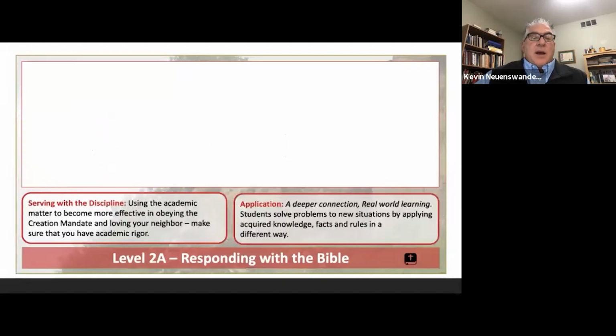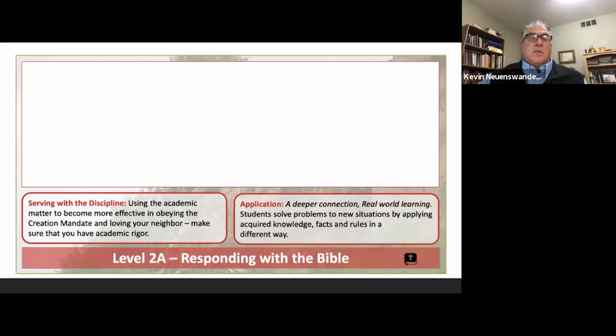So the next slide is responding with the Bible. Serving with the discipline, the rounded square on the left. It's using the academic matter to become more effective in obeying the creation mandate and loving your neighbor. Make sure that you have academic rigor. This is a piece that makes sure that the academics are tied in. So this is the application level. It's a deeper connection. So, real world learning. Students solve problems in new situations by applying acquired knowledge, facts, and rules in a different way.